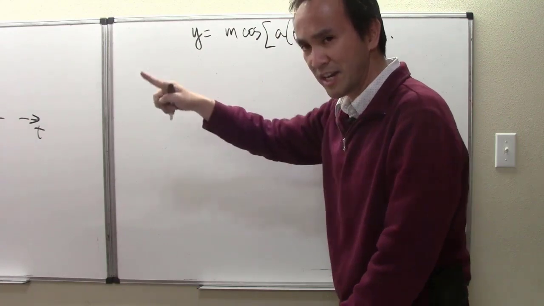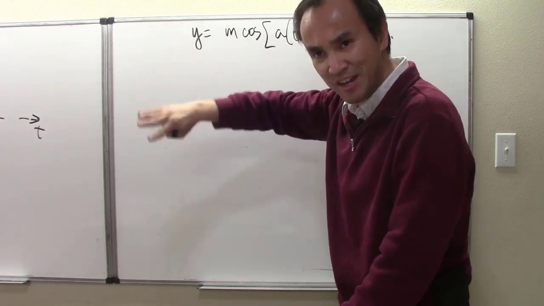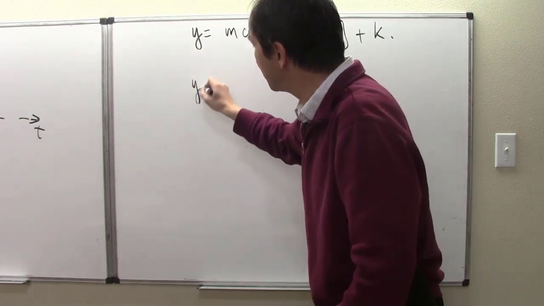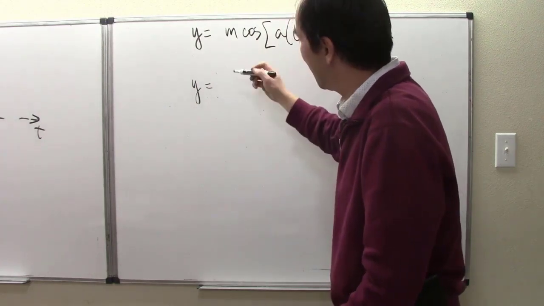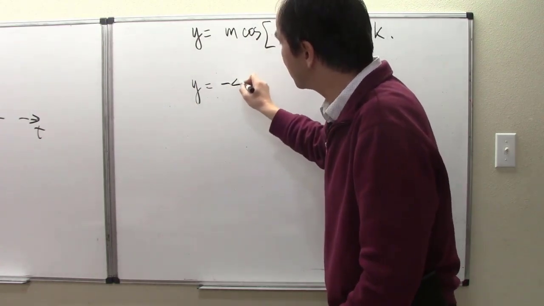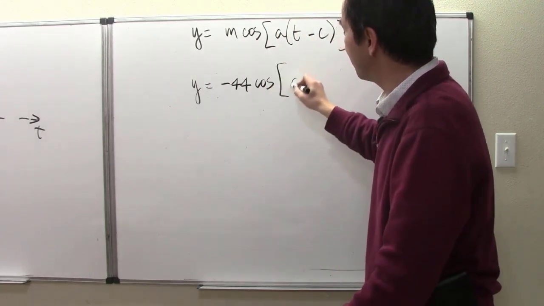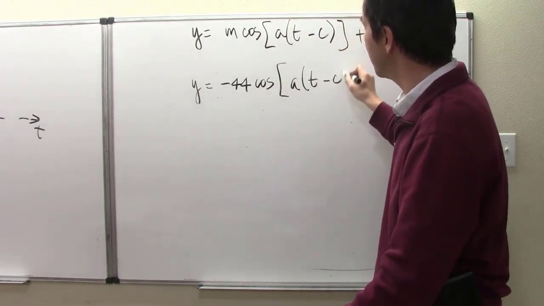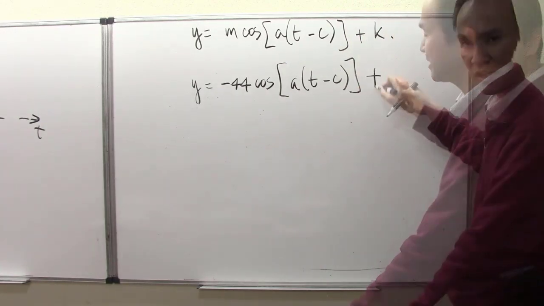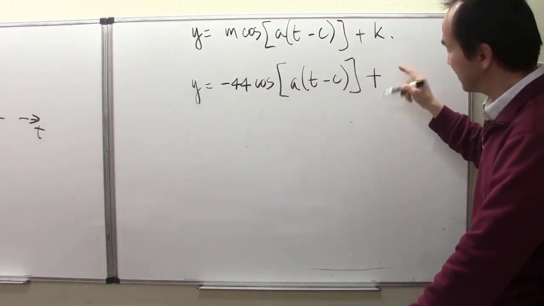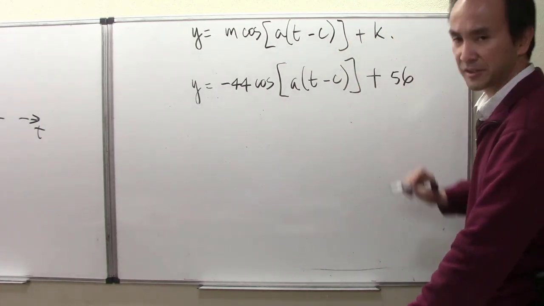Now be aware that the graph for our function here is an upside down cosine. So with the amplitude now found to be 44, I must put that as minus 44 cosine of some A times (t minus c) in parentheses, plus what our center line was at, 56, so plus 56.